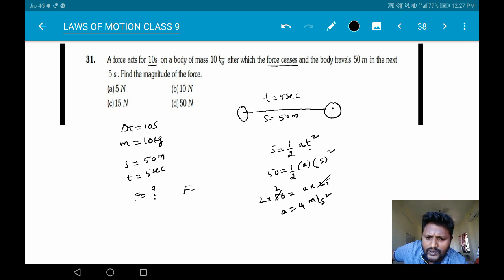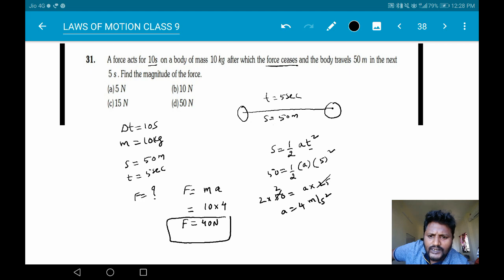Therefore, F equals m a. So m value is 10 and the magnitude of the acceleration is 4, so 40 newtons. Okay? So 40 newtons is the force acting on it. So we will check the options later. Options are not matching. This is the method.